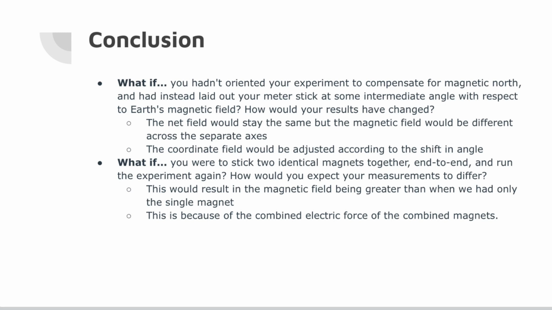Then we asked what if we were to stick two identical magnets together and run this experiment again, how that would change our results. We said that this would result in the magnetic field being greater than when we only had the one single magnet, and this is because of the combined magnetic force of the two magnets.